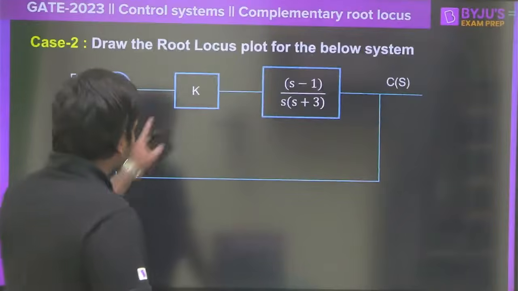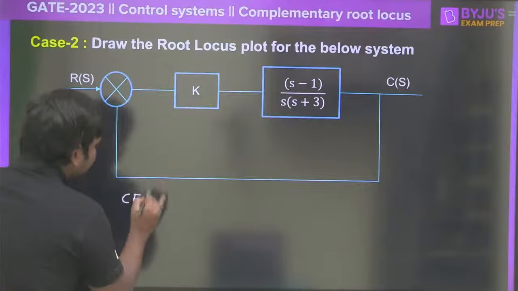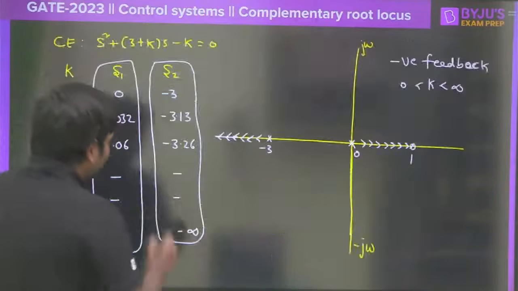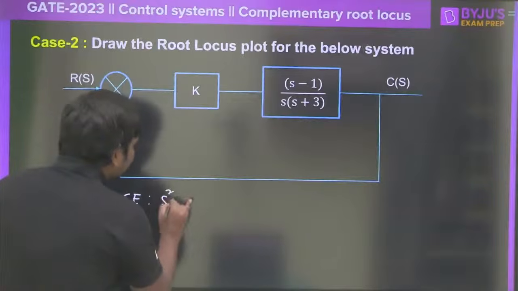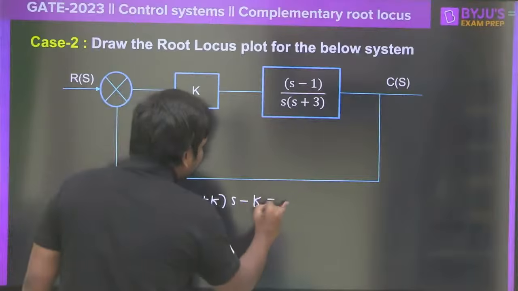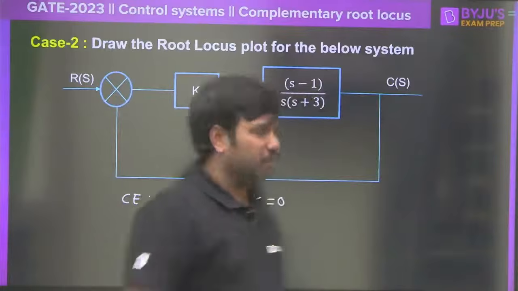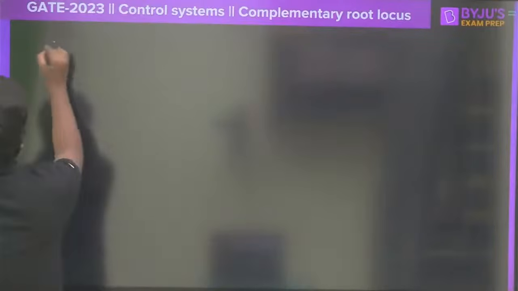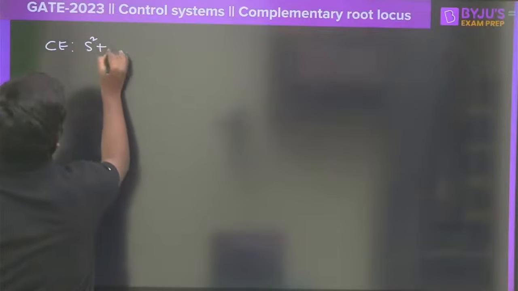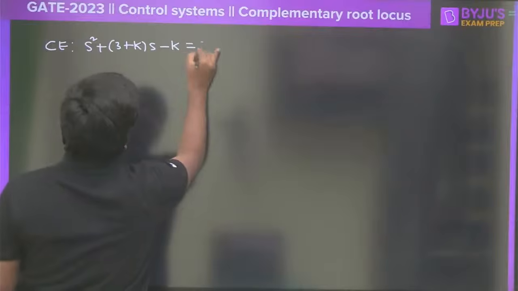Just take the same thing again. Once again, what would be the characteristic equation for this one? Same thing that we have done earlier. All the steps are the same here, right? Then s square plus (3 plus k) into s minus k equal to 0. That's why I told you that once you remember the basics, everything is easy, trust me, right? So the characteristic equation can be written as s square plus (3 plus k) into s minus k. Of course this is equal to 0.